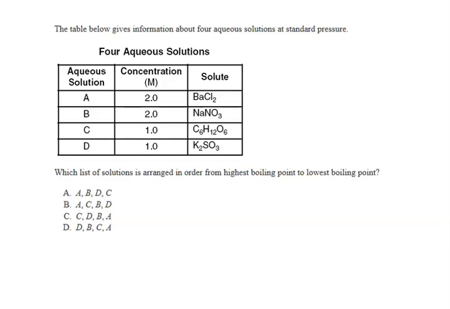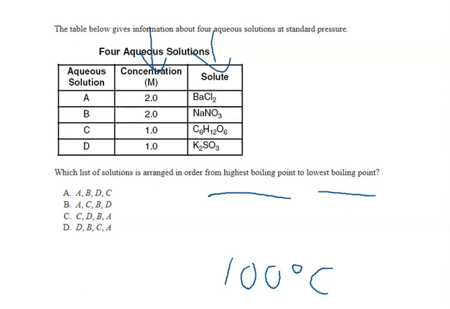This question is going to take a little bit more to process, but following along, I promise you it will make sense. We want to go from highest boiling point to lowest boiling point. We have to take a look at concentration and what the actual solute is. We know that water boils at 100 degrees Celsius. However, when we have a solute dissolved in water, we're raising the boiling point. Our highest boiling point is going to have the solute that breaks apart into pieces along with concentration.